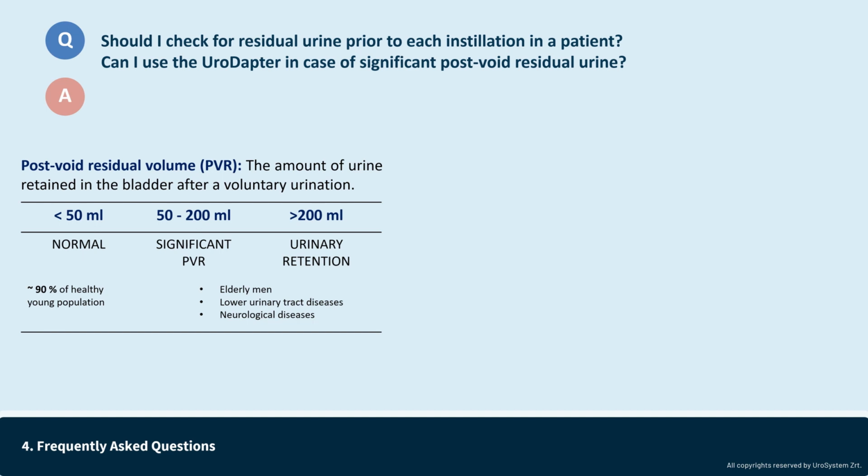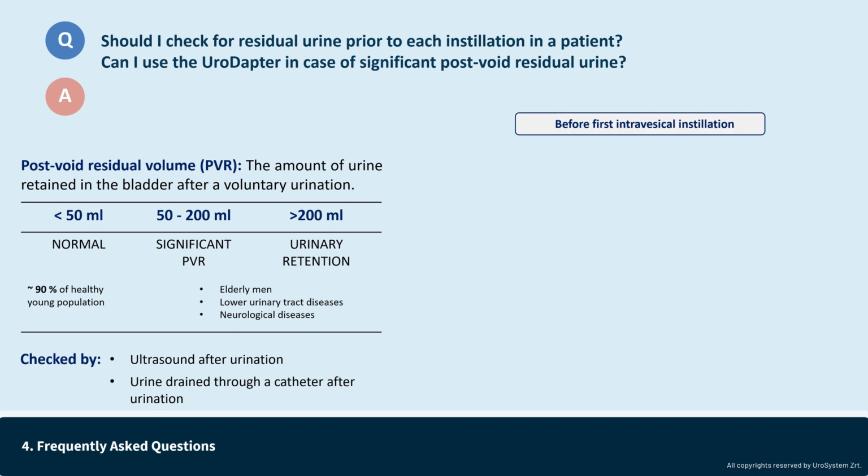Now, significant PVR or urinary retention is more prevalent among elderly men or patients with lower urinary tract or neurological disorders. The presence of post-void residual urine is typically assessed with a quick bladder ultrasound after urination. Alternatively, a catheter can be inserted after urination to measure the drained urine.